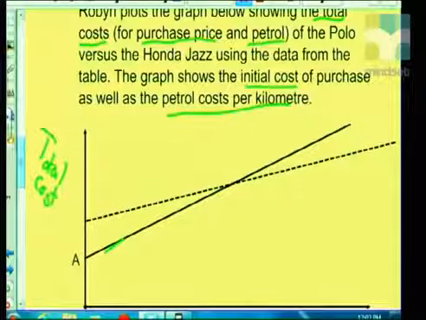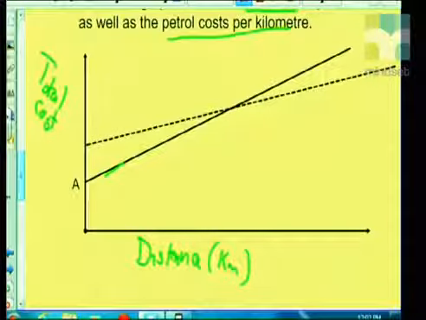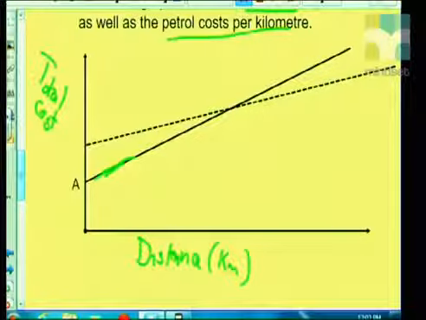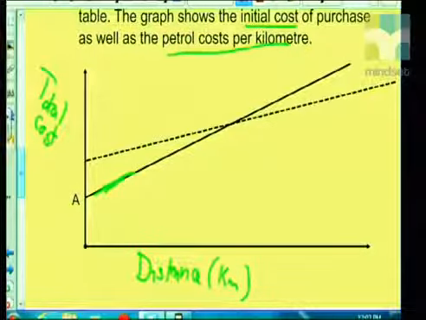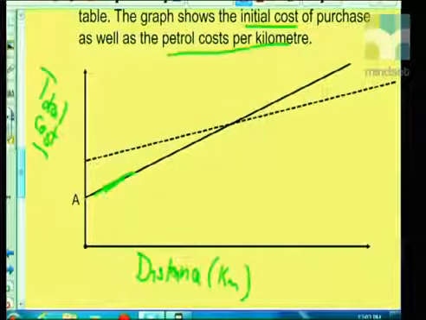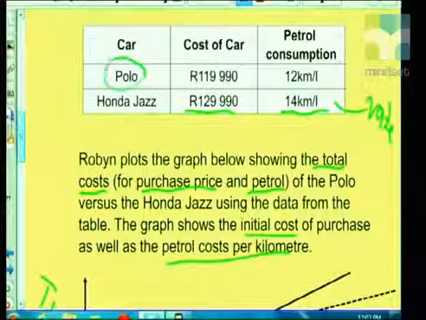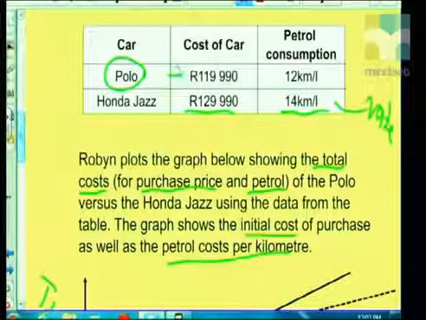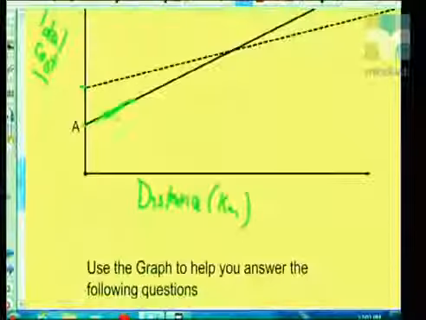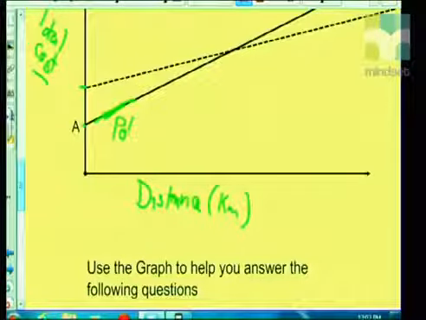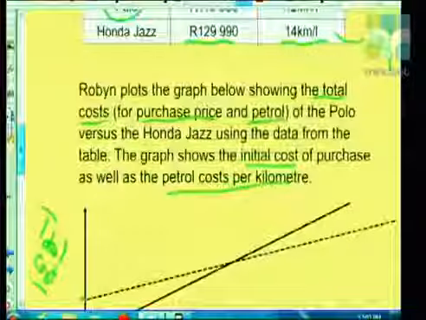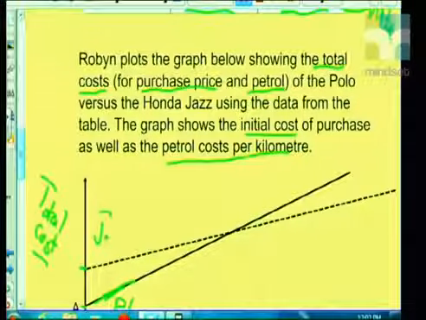Something like that, because it includes petrol costs per kilometer. So we've got the total costs, and we see that this line is changing because it's changing with the distance traveled, the per kilometer. So we'll be able to work that out. Now we're going to say, well, this is total cost. What was the initial cost? The initial cost over there and over there. These are two different cars. Which one was the smaller price? There you go. The smaller price was the almost 20,000 Rand, 19,900. So this solid line represents the Polo, and the dotted line represents the Jazz.